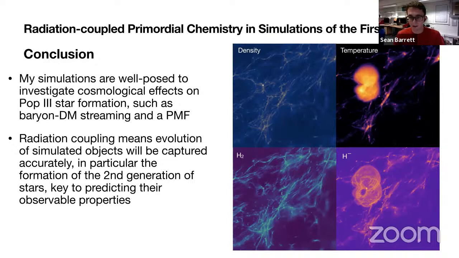And because we do chemistry coupled to the radiative transfer, we self-consistently capture the effect the first generation of stars and subsequent generations have on their environment. So we can hopefully predict their observable properties down to even lower redshift.